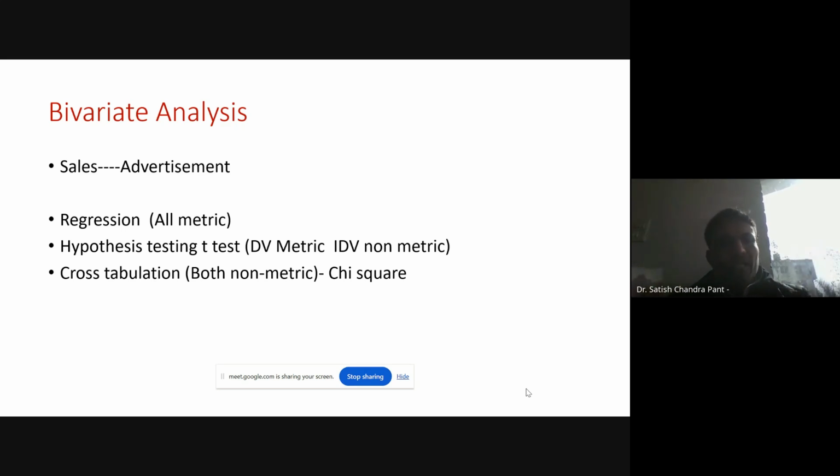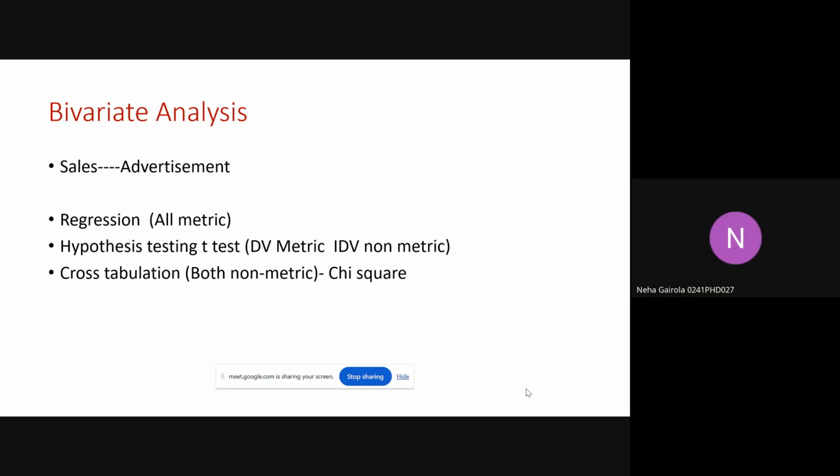Say for example, again women and men's participation in training, right? Or their performance before training and after training, right? And performance in terms of nominal scale, I mean good, average, and worst, right? So if we go for such kind of testing, that is the cross tabulation, where both the variables are non-metric in nature. So we can perform the chi-square, very basic test, goodness of fit. Is it clear now? Yes, sir.